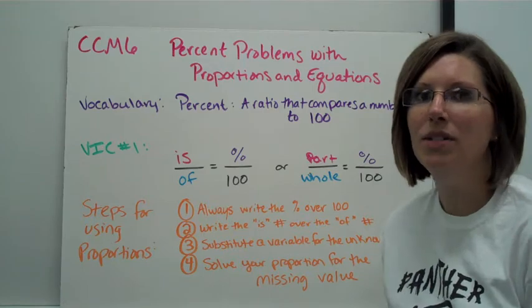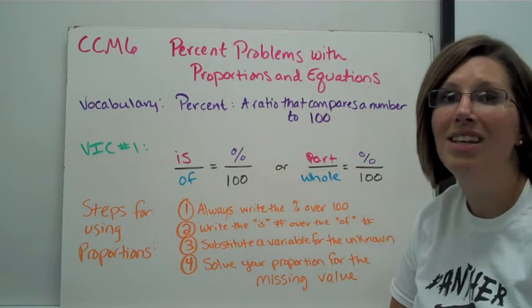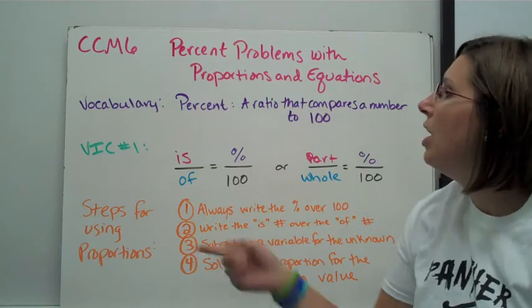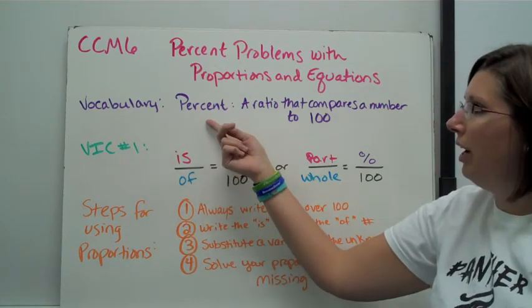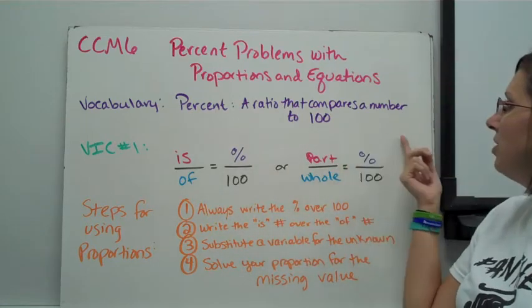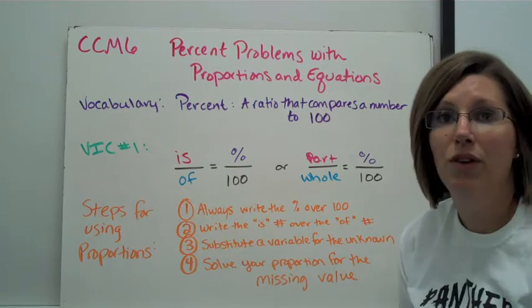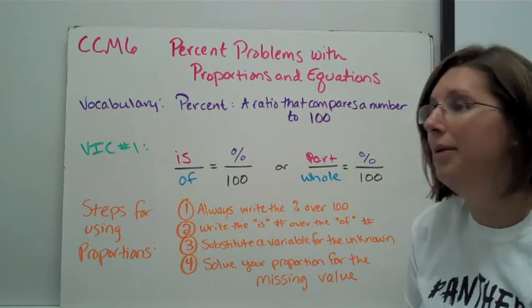Hi guys, today we're talking about CCM6 percent problems with proportions and equations. So some vocabulary, we need to know that a percent is a ratio that compares a number to 100. VIC number 1, this stands for very important concept number 1.